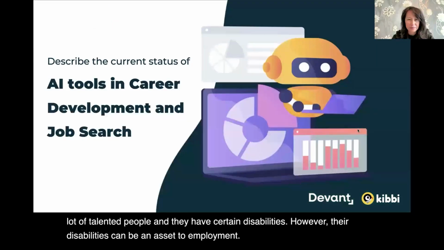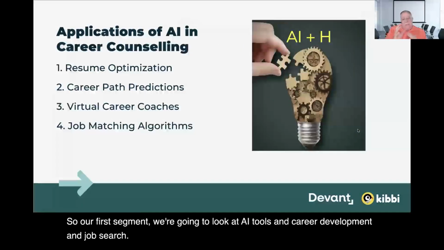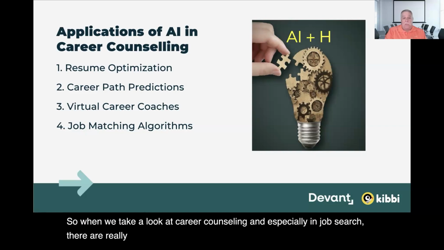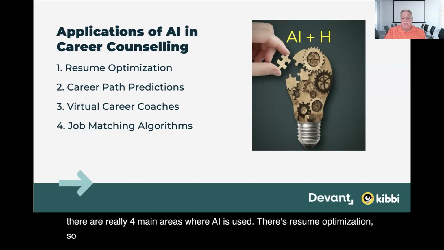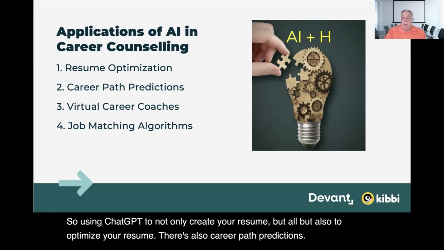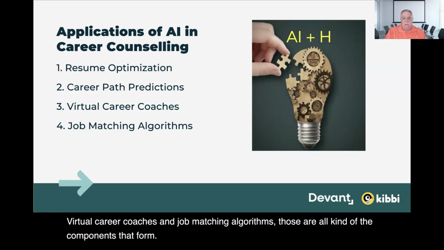Absolutely. So in our first segment, we're going to look at AI tools in career development and job search. When we take a look at career counseling, especially in job search, there are really four main areas where AI is used. There's resume optimization, so using ChatGPT to not only create your resume, but also to optimize it. There's also career path predictions, virtual career coaches, and job matching algorithms. Those are the components that form AI in career counseling.